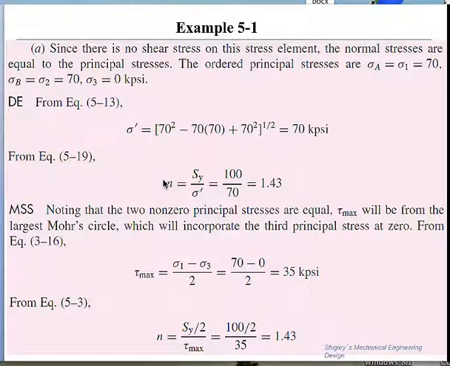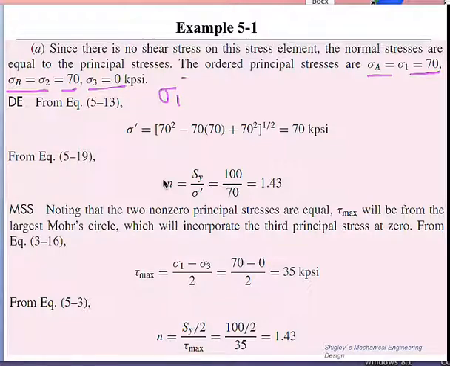In each case, we find sigma prime. They call it sigma prime, but I call it sigma von Mises, because I'm not sure if we think of prime as derivative. It's not a derivative, it's just a symbol that they use in the book to indicate the von Mises stress. So for the first case, we have only principal stresses: sigma A, the same as sigma 1, is 70, B is 70, and sigma 3 is 0, so it's a biaxial stress state.